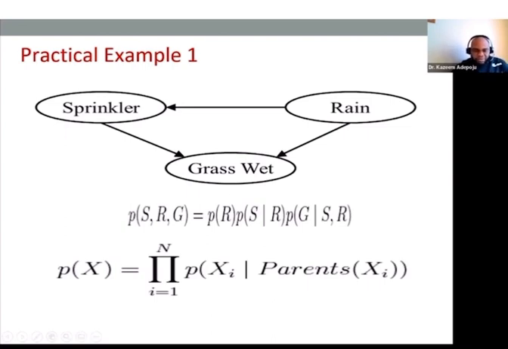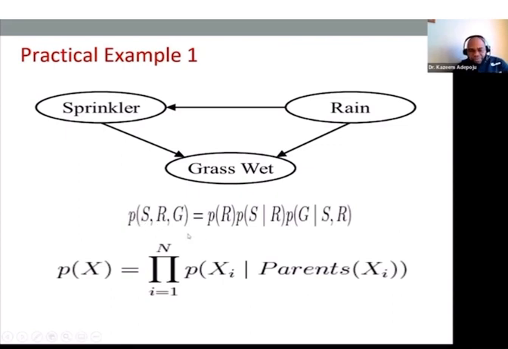Particularly when you take a look at this example, you come out of your house and you discover your grass is wet. Of course, there are two possible things that could be responsible. It could be rain, or maybe the sprinkler is activated. So when you take a look at this, this is called a node, and they are the set of random variables we are talking about.